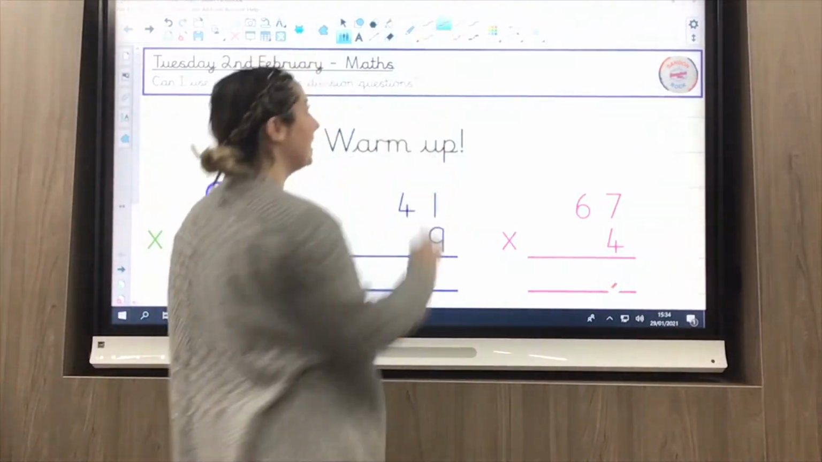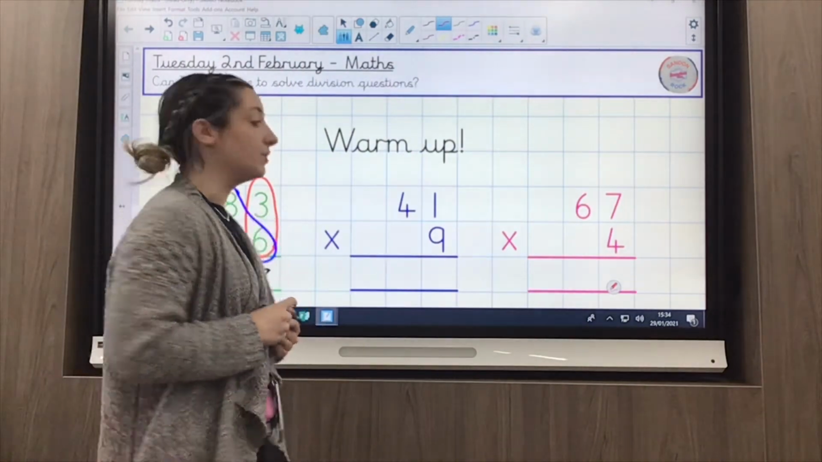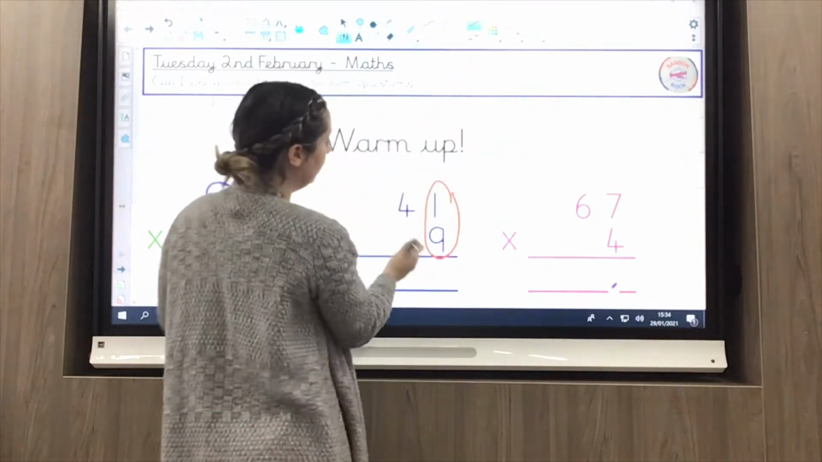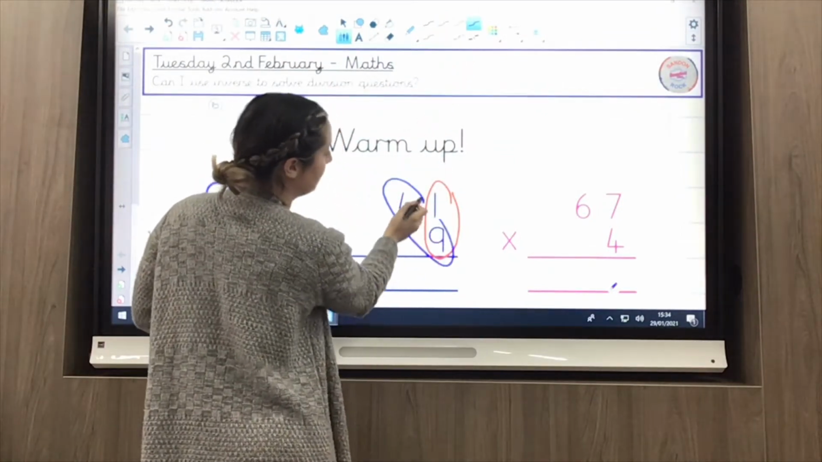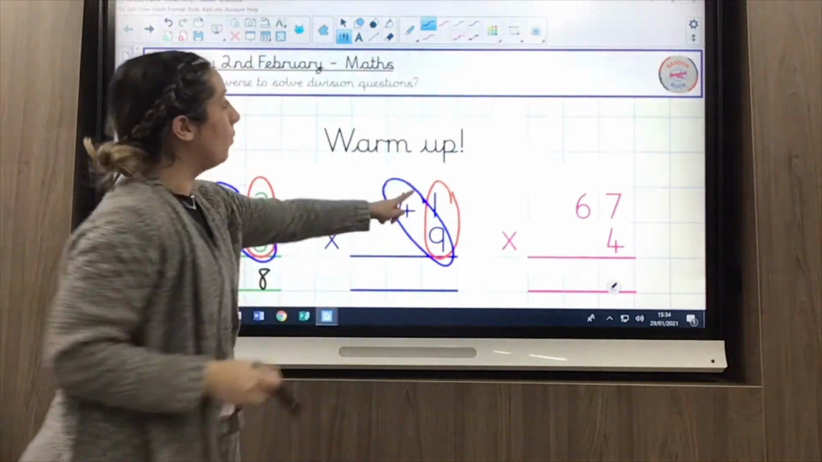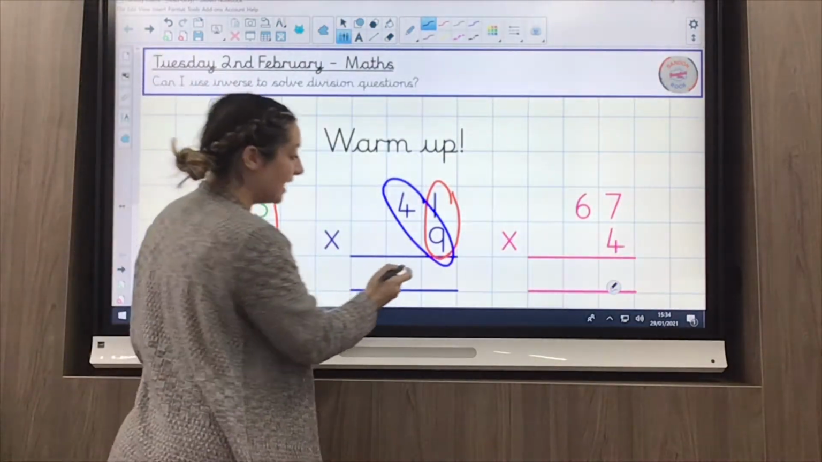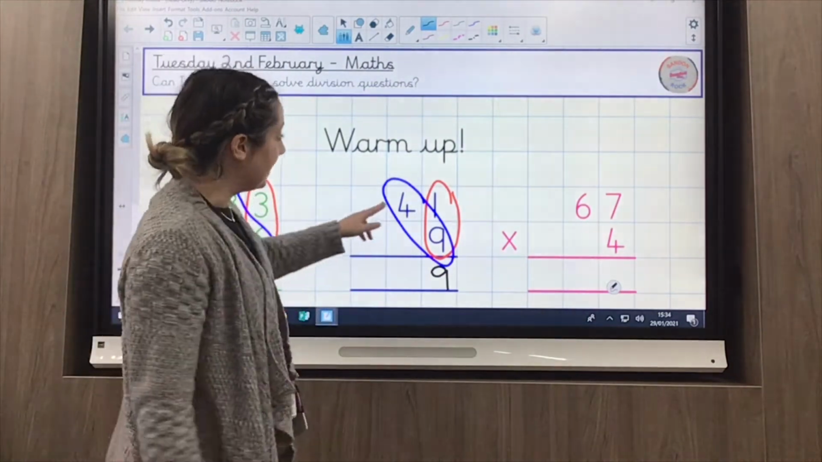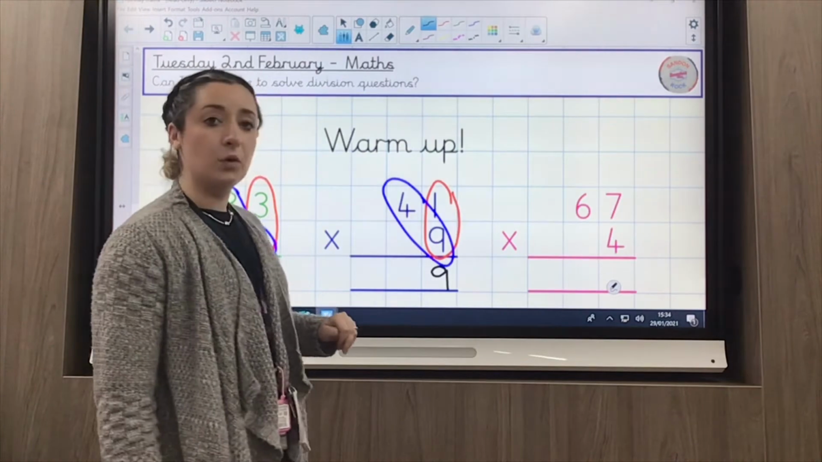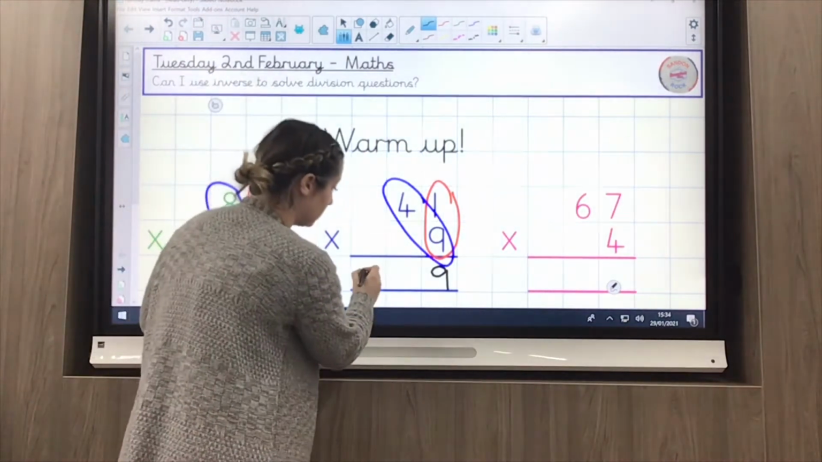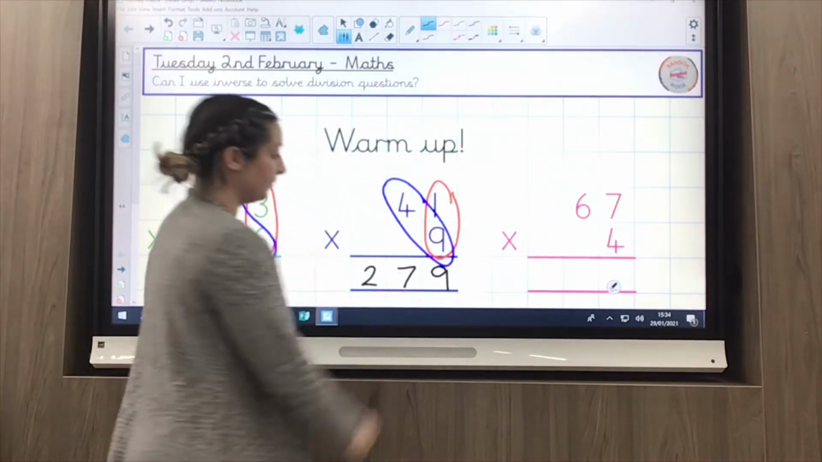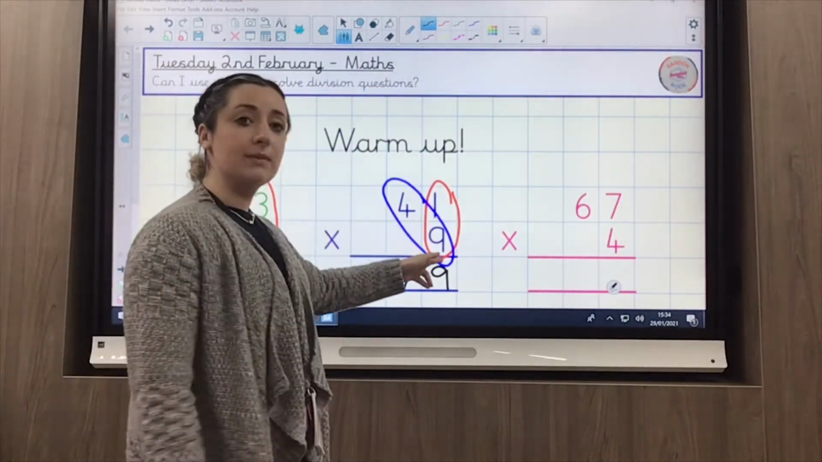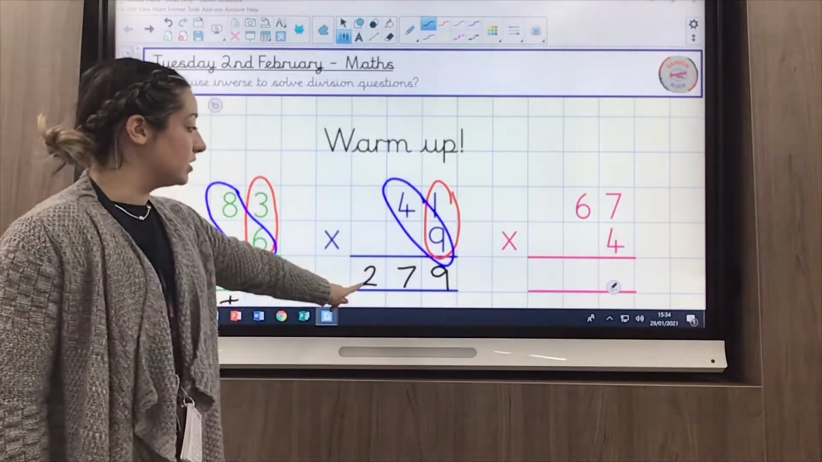So I'm going to get my red pen again and we're going to circle over for our 1s. So I've got my 1 and my 9. Swap colours, and I've got my 4 and my 9. Okay, so I've got 1 times 9. I know 1 times 9 is 9, and there's nothing to carry across because it's only a 1-digit number. And then I've got 4 times 9. 4 times 9 is 27. So I've got 2 and a 7, which is 279. So the number sentence is 41 multiplied by 9, and it gives us the answer of 279.